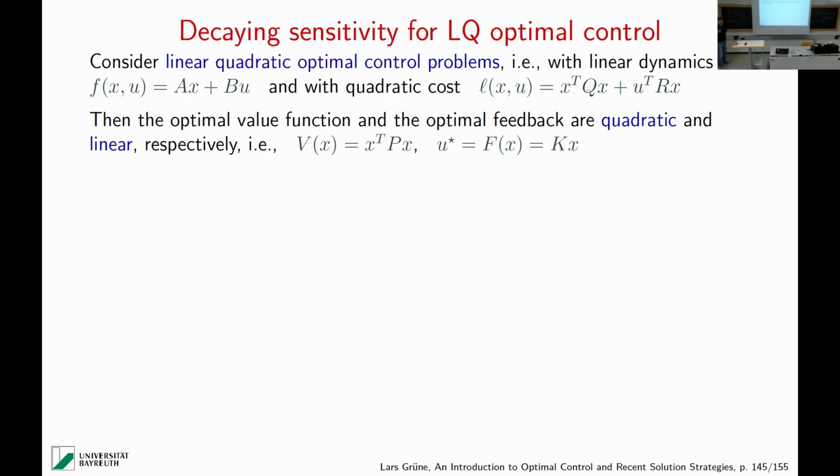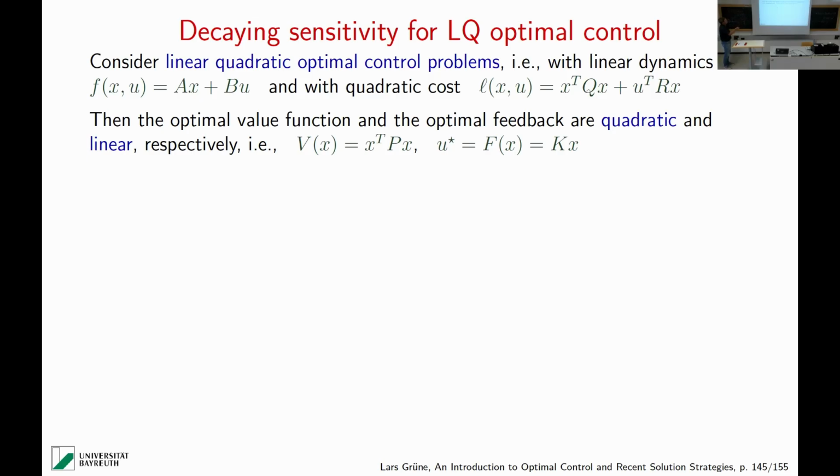The question is, is that a particular feature of this example, or is this something general? And there is a recent paper, not by us, but by another group, that very nicely shows it's not, it's systematic. So let's look at linear quadratic optimal control problems. So we have linear dynamics here, quadratic costs.